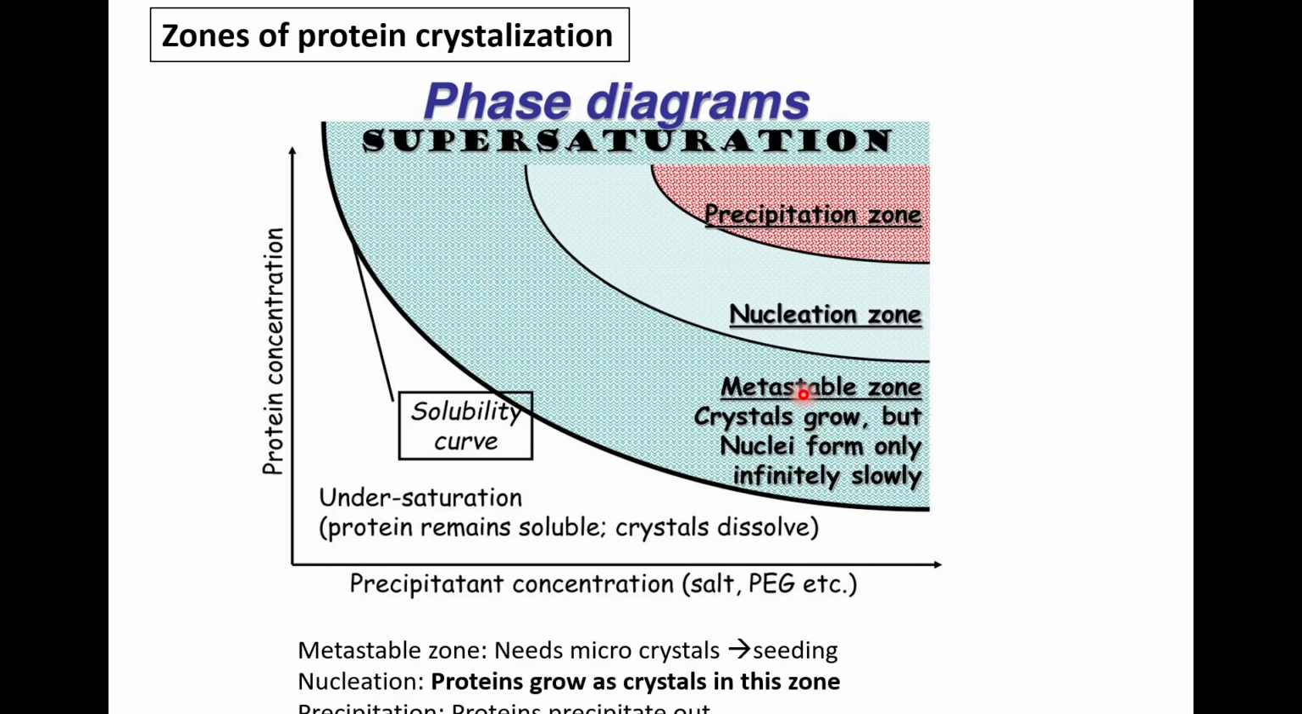One is this: in this metastable zone, you can go to the nucleation zone where you will get a lot of crystals. But in the metastable zone also, if it is not getting that particular nucleation center where these crystals will grow, then the crystallization can stop.